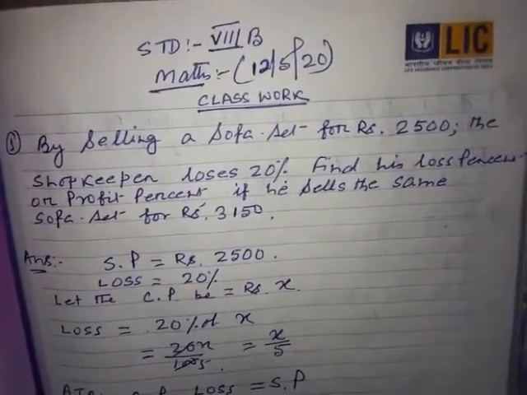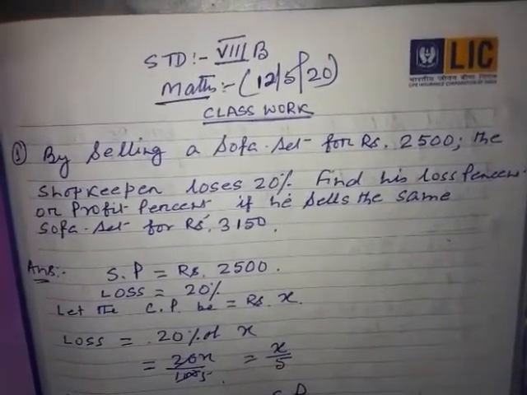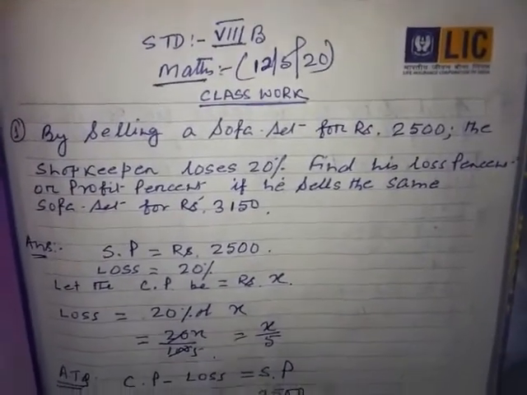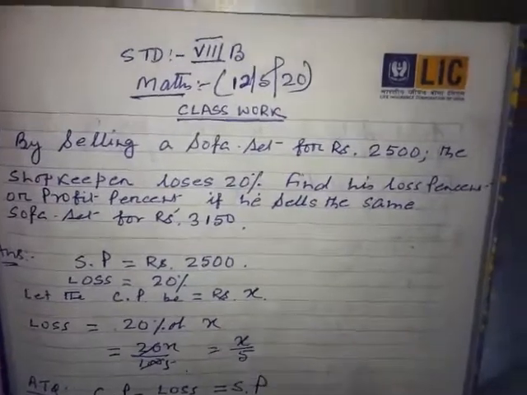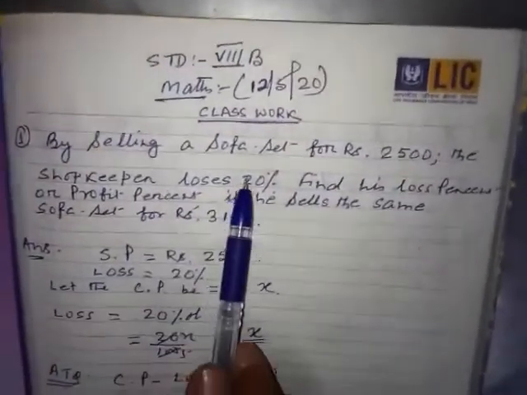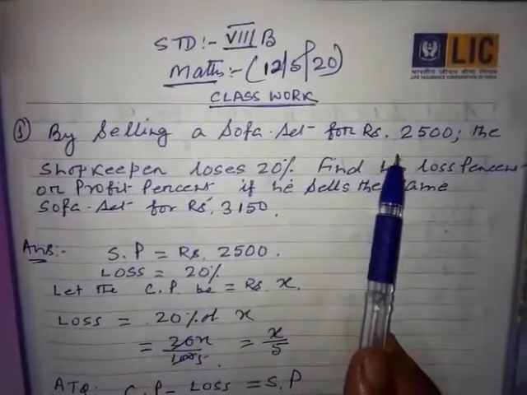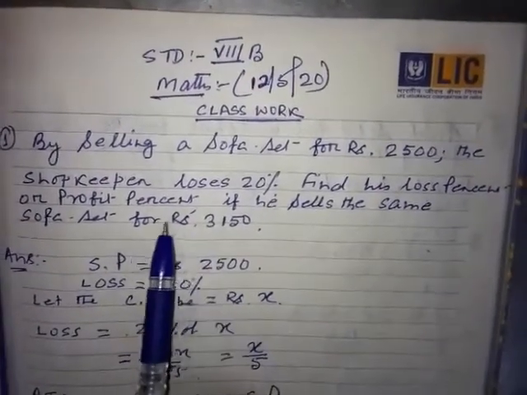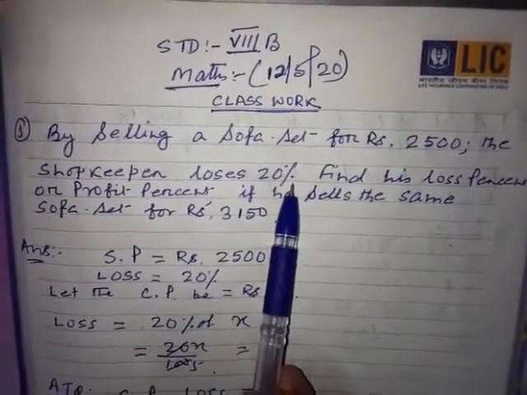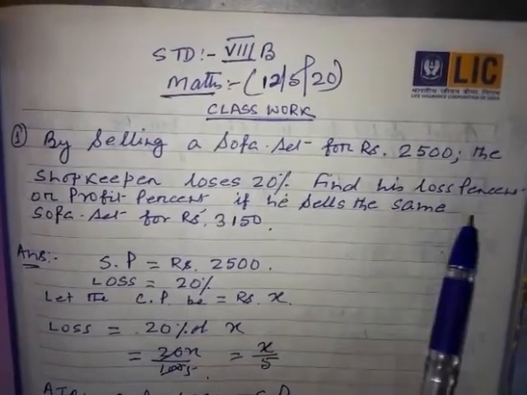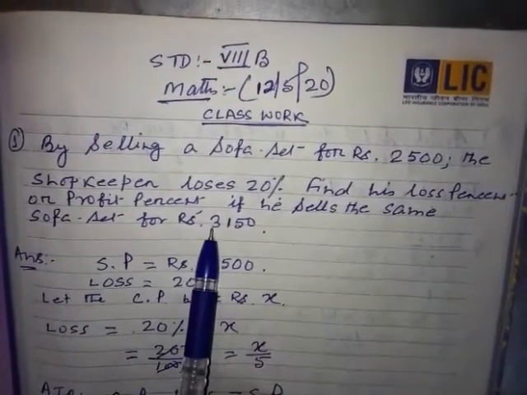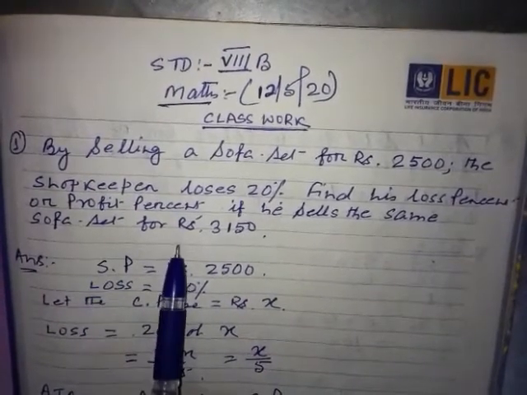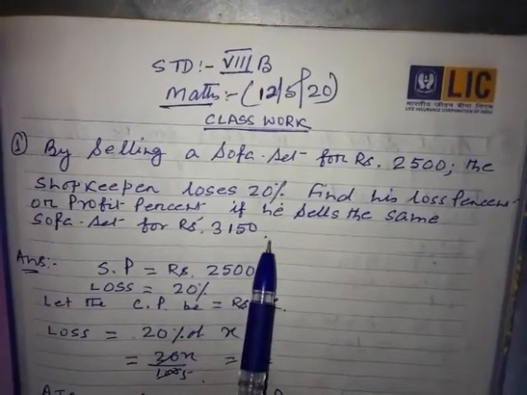So I hope it is clear to you. Now I am going to solve different kinds of problems in today's class. The first problem: by selling a sofa set for rupees 2500, the shopkeeper loses 20%. Find his loss percent or profit percent if he sells the same sofa set for rupees 3150.